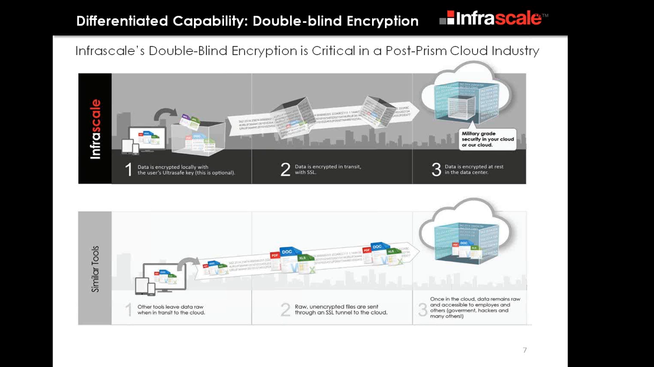With Infrascale's ultra-safe option, as you see along the top of your screen, this military-grade data encryption system means that data is encrypted locally, secondly, encrypted in transit, and thirdly, encrypted at rest in the data center. So this actually keeps your data private. It means that only you and those authorized users of the data can get access to it. So this is truly delivering the highest level of backup data security available.